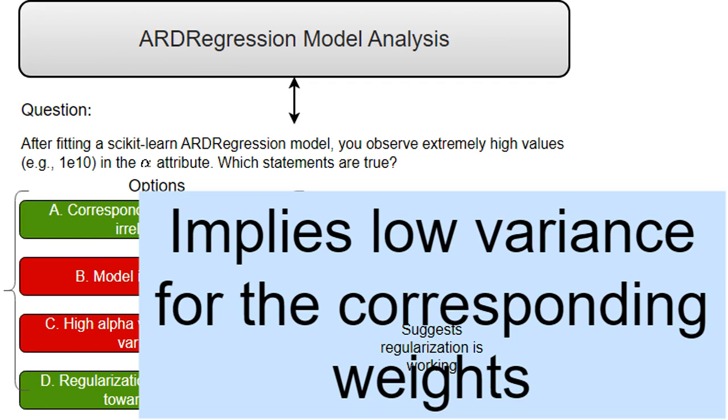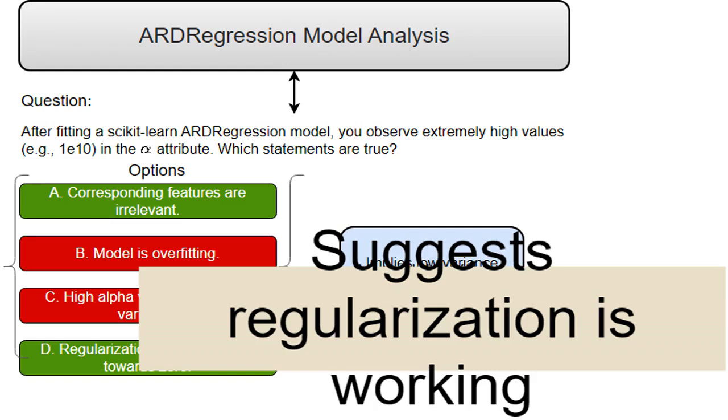Great job. We are seeing that regularization, a technique used to prevent overfitting by limiting model complexity, is working as intended. The high alpha values tell us that the model has effectively shrunk the weights of these less important features towards zero. It's a signal that the model is successfully identifying and downplaying the influence of irrelevant features. This is a great success of regularization.